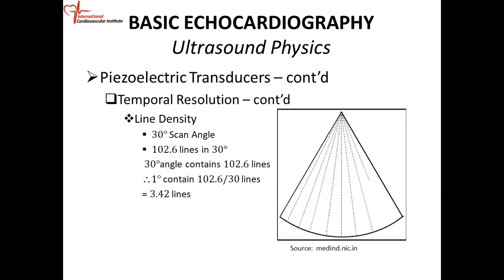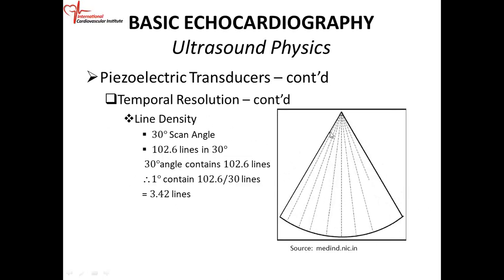So right away you can see that this is a more dense situation. The smaller the angle, the more scan lines you're going to have, so this is a higher temporal resolution. What you see right away is you can increase the temporal resolution by decreasing the scan angle, because if you decrease the scan angle, you're going to have more scan lines per degree.